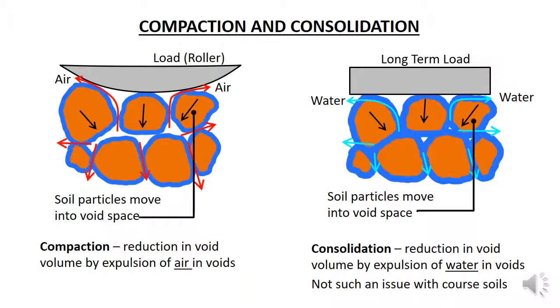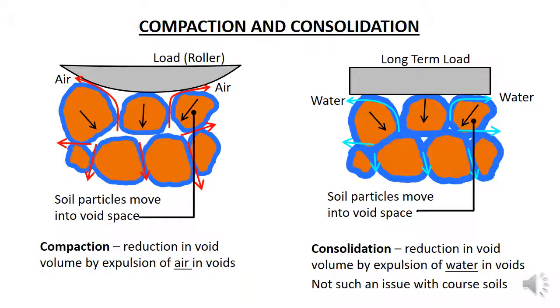Consolidation is not usually an issue with coarse soils. They are usually highly permeable soils, so the water in the voids is able to flow out of the soil mass during the compaction process. However, fine soils have low permeabilities, and the water can take a long time to flow out of the soil mass. In time, excess pressure will force the water to flow out of the voids, and the soil particles will be able to move into the voids to form a dense mass.